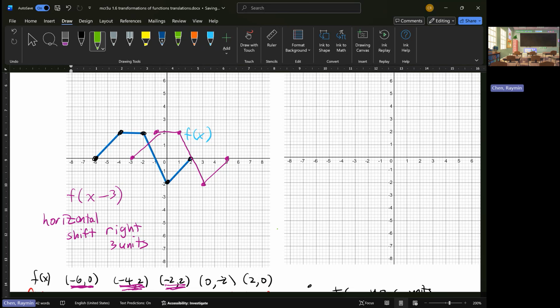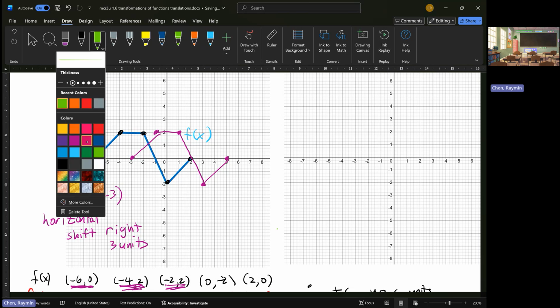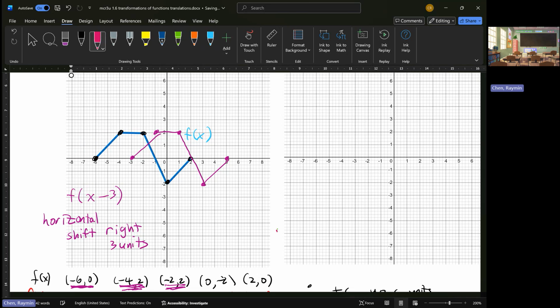Oops, and I forgot to give you the equations. My apologies. Let's give you the answers. So a lot of you already know. I'm going to write it off to the right of the screen, if that's okay.